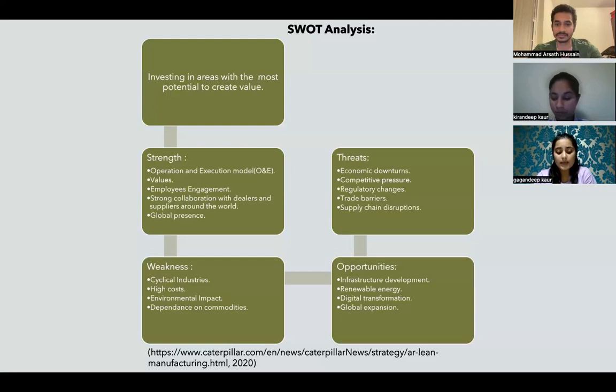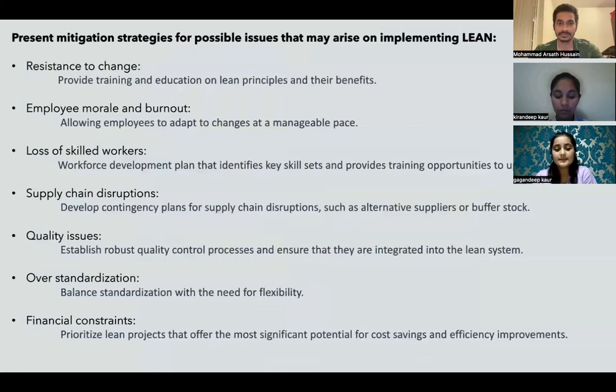profitability. In competitive pressure, Caterpillar faces competition from other established players in the industry, which can erode market share or pricing power. In regulatory changes, stricter emission and environmental regulations can increase compliance costs and affect the design and sale of the products. In trade barriers, tariffs and trade restrictions can impact the company's ability to access global markets and source raw materials. In supply chain disruptions, such as those caused by natural disasters, production and distribution can be disrupted. Moving to the next slide.